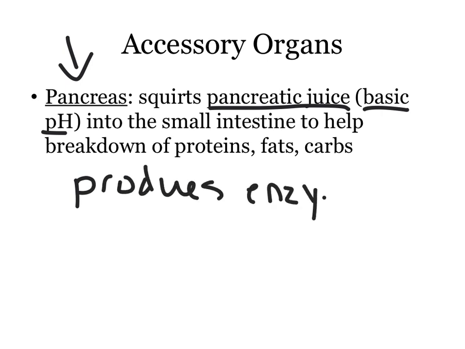Okay, so it produces basically all the enzymes, all the enzymes that are needed for digestion in the small intestine. So it produces lipases and amylases, and it produces proteases and nucleases. So all those enzymes that break down food in the small intestine are made by the pancreas.